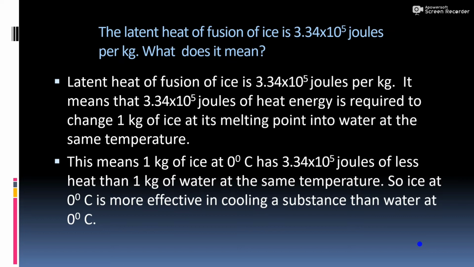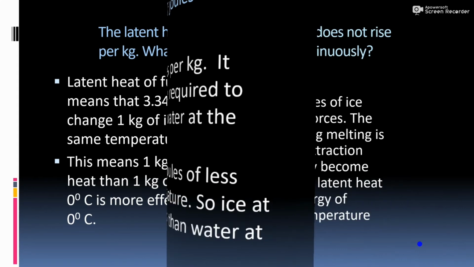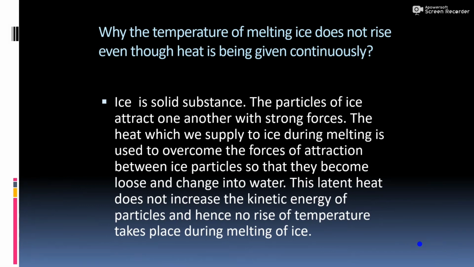This means 1 kg of ice at 0 degrees Celsius has 3.34 multiplied by 10 to the power 5 joules less heat than 1 kg of water at the same temperature. So ice at 0 Celsius is more effective in cooling a substance than water at 0 degree Celsius. Why does the temperature of melting ice not rise even though heat is being given continuously? So this is the case of latent heat.